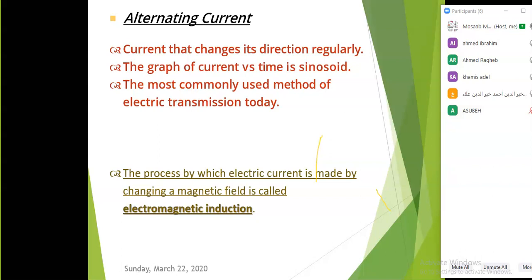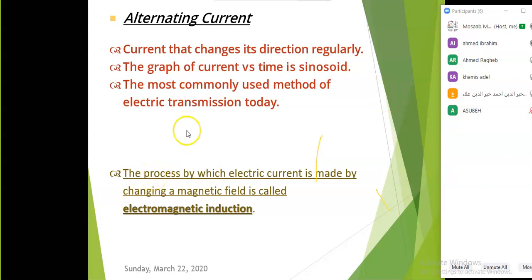I'm moving on. Also, the most commonly used method of electric transmission today is alternating current. Almost all of our devices are based on AC current. Almost all operating devices in our homes depend on AC current. How is AC current generated?